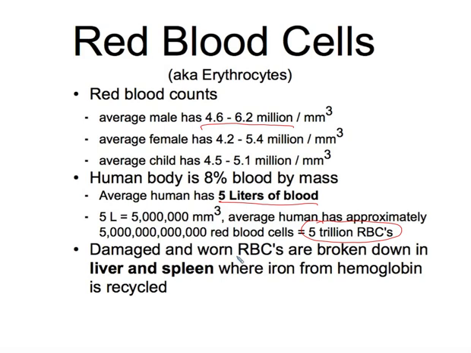So we said they need replaced. The ones that have been out and about need broken down, need recycled. This happens in your liver and your spleen. And this is where the iron from the hemoglobin is recycled, reused, put into your new red blood cell, again to do the same function in the end.